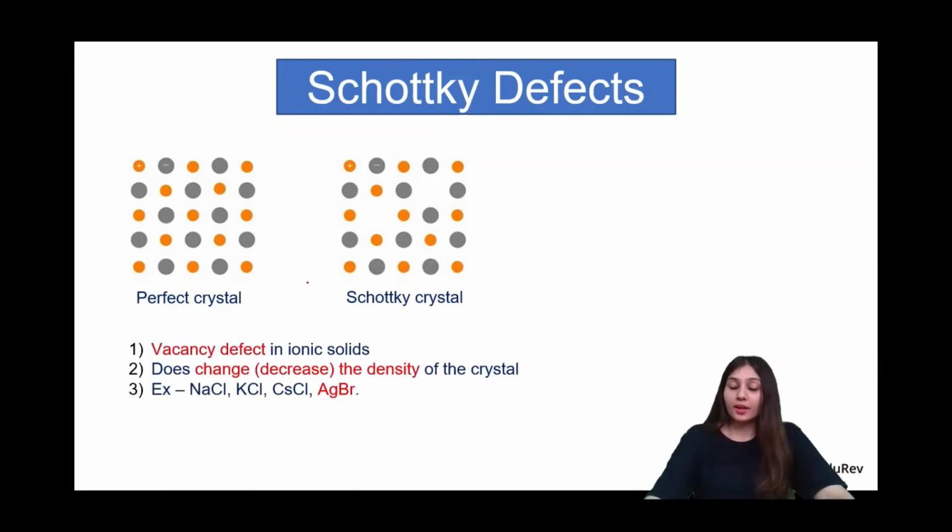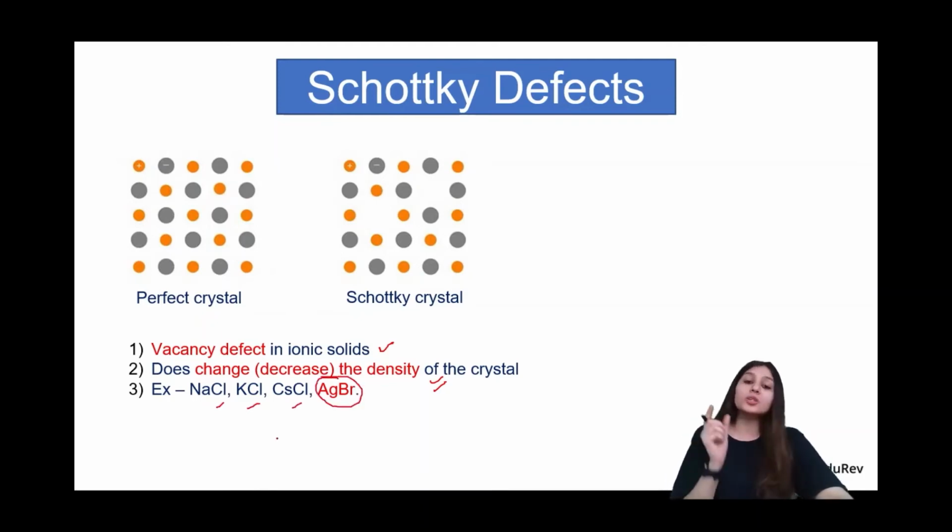This is nothing but a vacancy defect in ionic solids. It's a complete vacancy. There's no interstitial defect here, it's only a vacancy defect, unlike in the case of Frenkel defects. It decreases the density, of course, because now we have a decrease in mass, with one cation and one anion less. In this case we have only one less, but in actual scenarios, a large number of cations and anions are completely gone out. It exists in examples like NaCl, KCl, CaCl, and again AgBr.